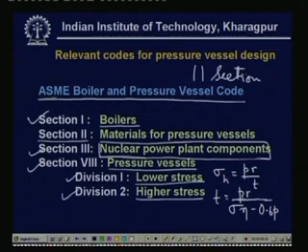What I want to say is that this ASME boiler and pressure vessel code is very important, and if you want to design a pressure vessel, you may stick to many such codes, but you will have to be consistent, and the ASME boiler and pressure vessel code is a very widely accepted code.